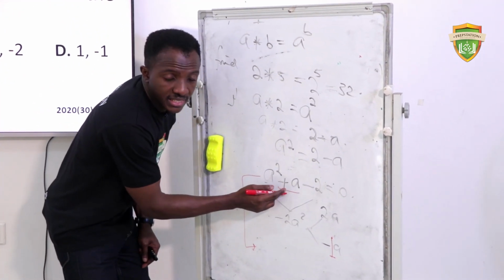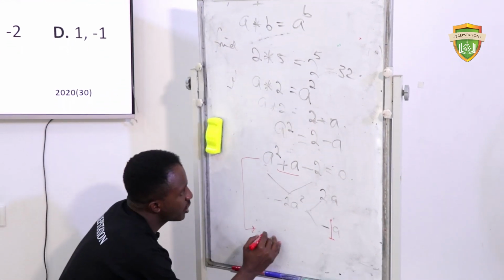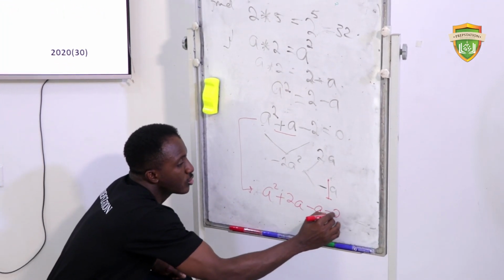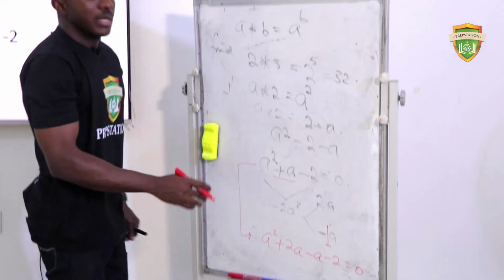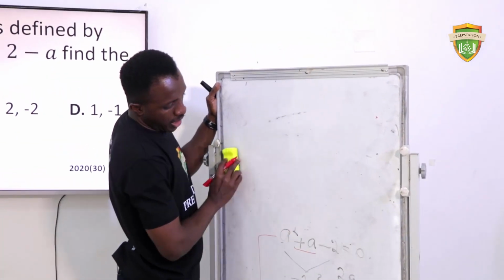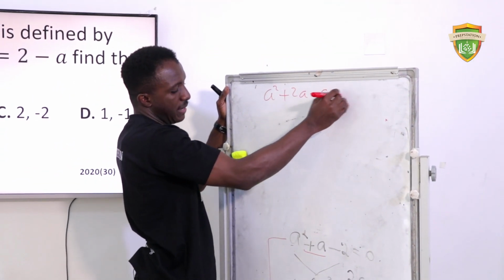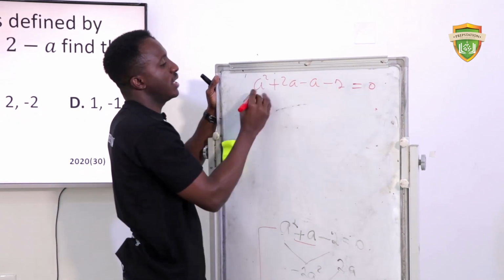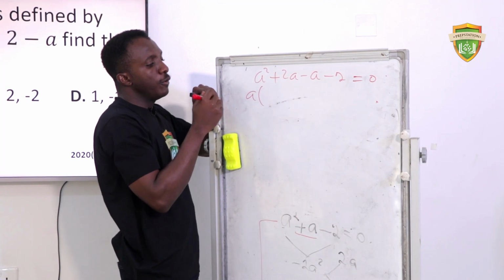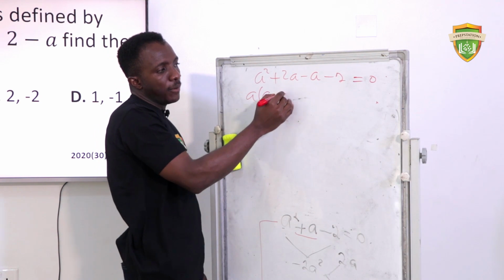Remember that we replace this middle term with this 2 that we have obtained. So it leaves us with a squared plus 2a minus 2 equals 0. Good. So we bring that up to make the work easy for us. What is common to both of them is a. So if you bring out a, more like saying you factorize a, you're left with a plus 2.